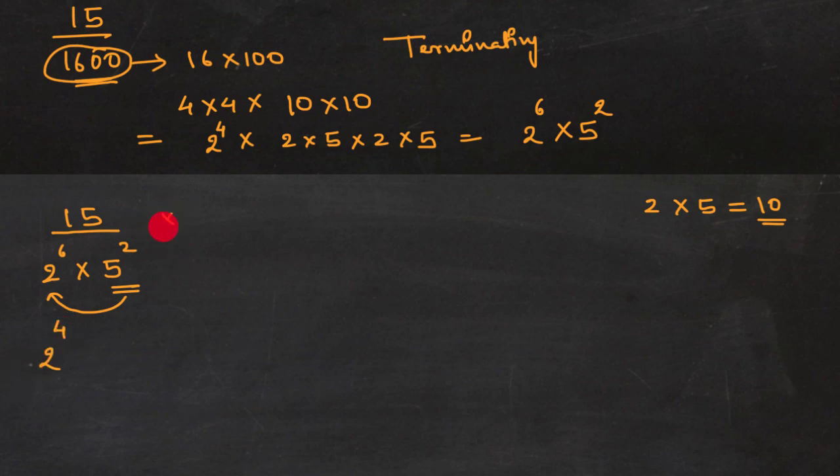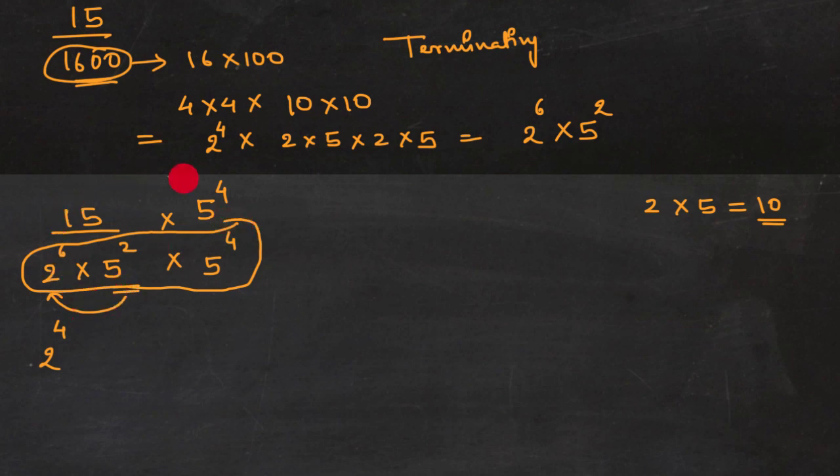So if I multiply both numerator and denominator with four 5's, each of the 5's would combine with each of the 2's and give me 10. So finally I would have a denominator which would be a power of 10. And hence, if I have a power of 10, I can say that its decimal value would be terminating. So this is the logic behind this.